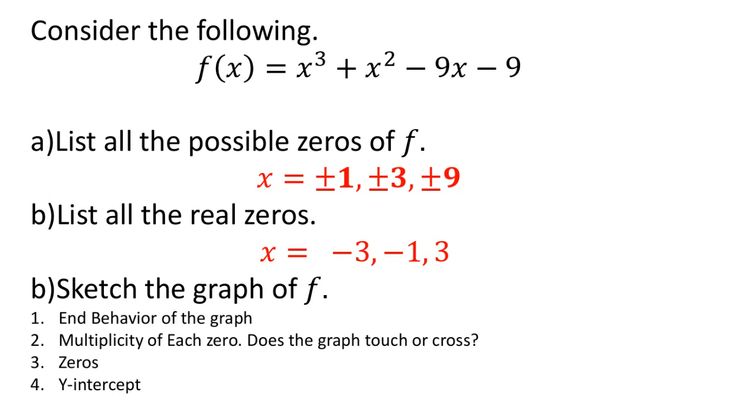When you want to sketch a graph, there are some things you want to remember from section 2.2. What is the end behavior of the graph? What is the multiplicity of each zero? Does the graph touch or does it cross? Then you want to find your zeros and the y-intercept. And then number 5 is to list other possible points. So I'm going to focus on this part of the problem.